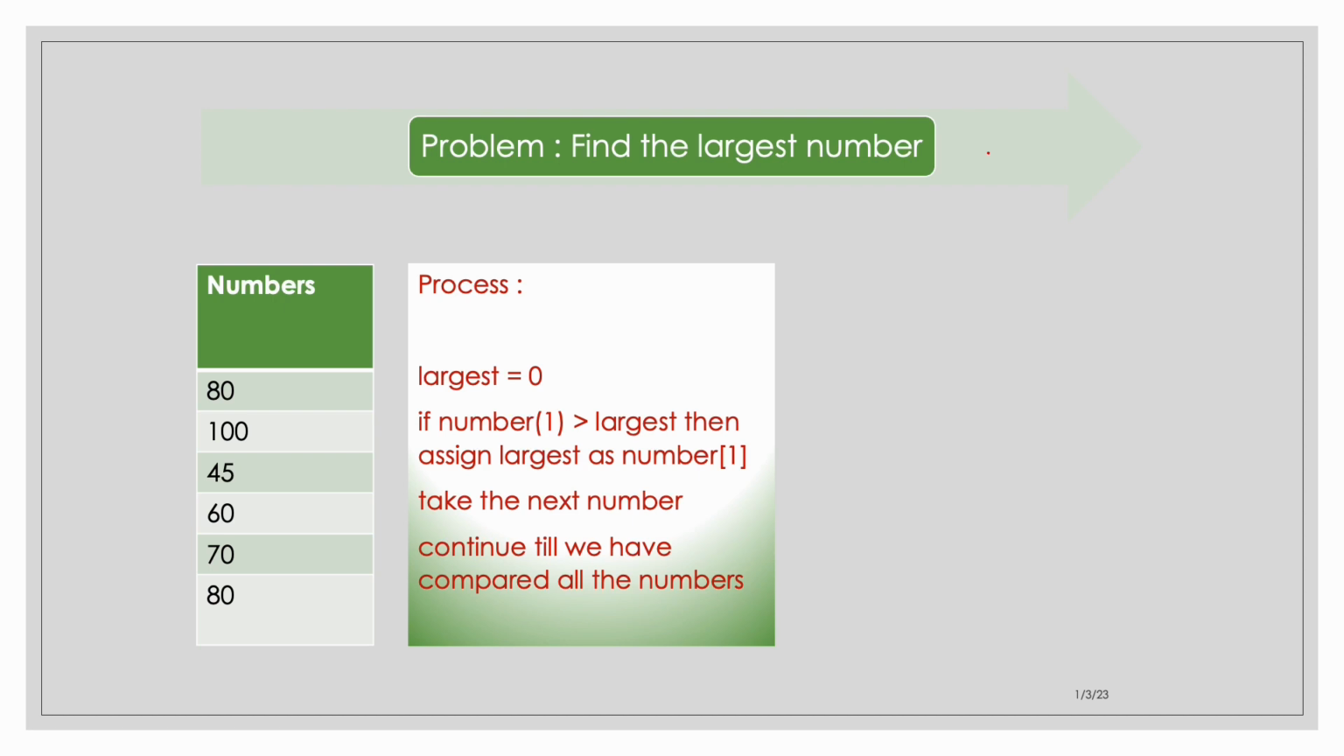So to start with, let's see how we do this. We can assume the largest as 0 because we know 0 is not the largest. And we compare each number with the largest. If that number is greater than the largest, we make the largest that number. So for example, we compare 0 with 80. Since 80 is the larger number, the largest becomes 80 in the next step. And then we compare 100 with 80. So the largest becomes 100 and then we just keep going.